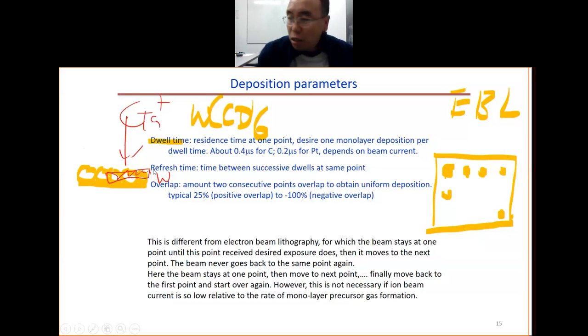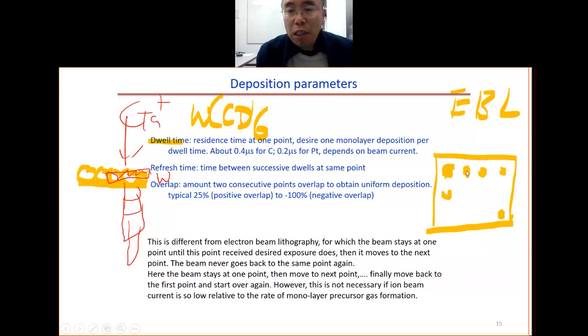But after the tungsten got converted, it takes some time for the gas molecules to come to the surface. If the ion beam is still here, you will make a hole. You start to remove tungsten, so in the end you make a deep hole into the material rather than deposition. That's why the dwell time has to be short enough. So you need the dwell time to convert this one monolayer of the precursor gas into tungsten. Then you move to the next spot.